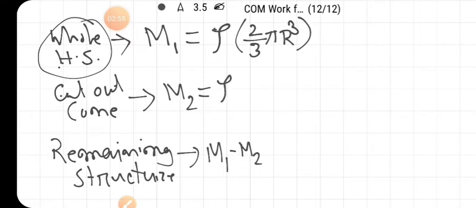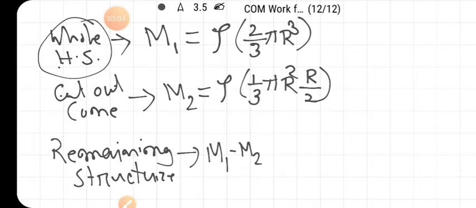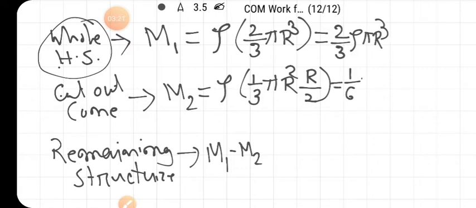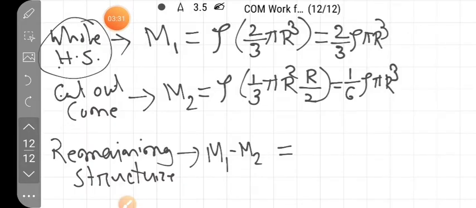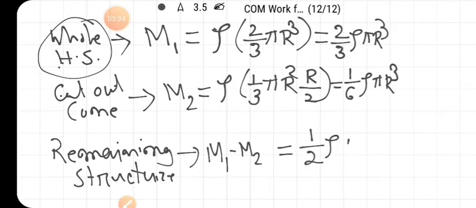And what is the mass of the cone? m2 is equal to 1/3 rho pi r square h. h is equal to how much? r by 2. It is given in the question. So the remaining will be this minus this. So m1 is 2/3 rho pi r cube, and m2 is equal to 1 by 6 rho pi r cube, and m1 minus m2 we calculate to be equal to half rho pi r cube.